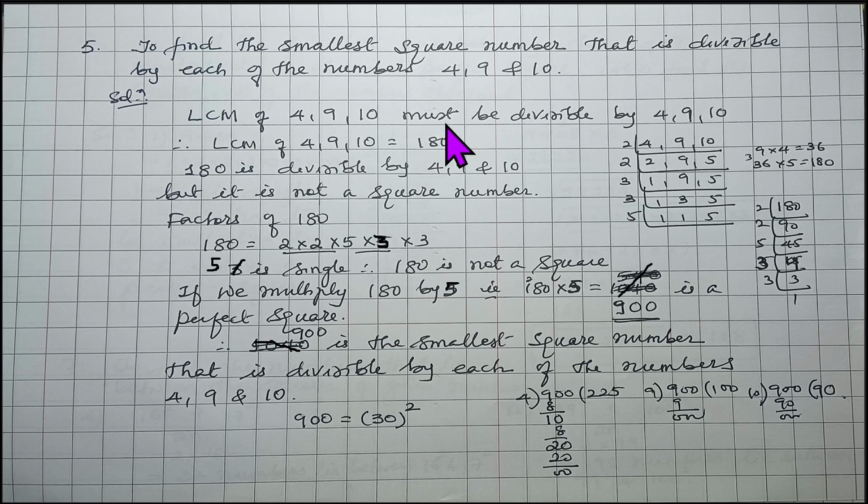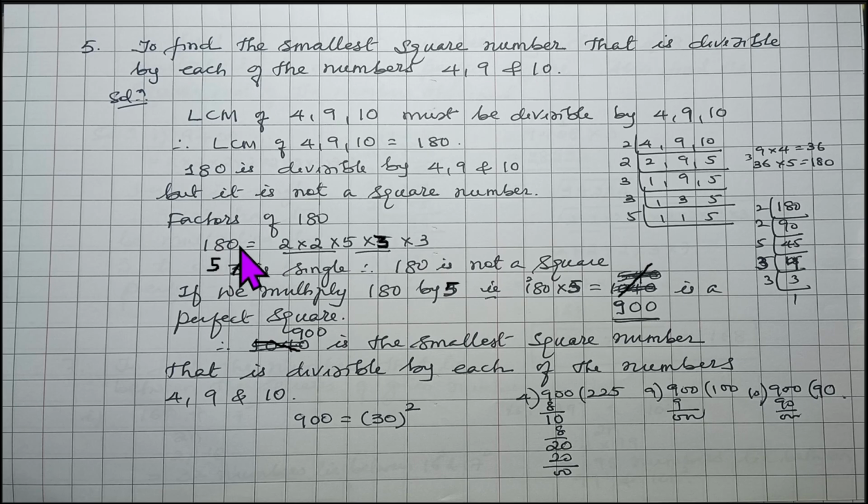Now find the prime factors of 180. When we find the prime factors of 180, we get 2, 2, 5, 3, 3. That means 2s are in pairs, 3s are in pairs, but 5 is single. If 5 is single, that means the factors are not in pairs, therefore 180 is not a perfect square. Now they are asking us to find the smallest square number that is divisible.